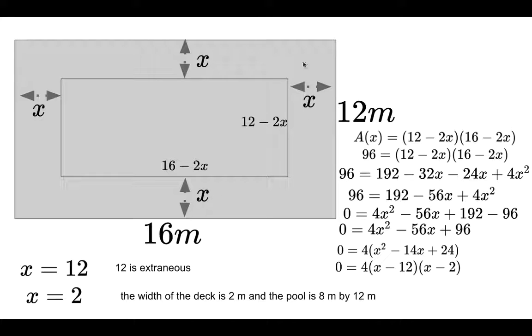And so then the pool is, if x is 2, then you realize that this has to be 16 minus 4, which is 12, and 12 minus 4, which is 8. Okay, and that's it.